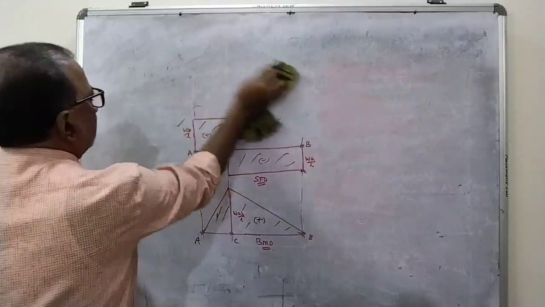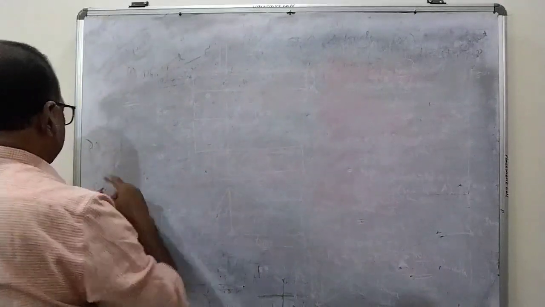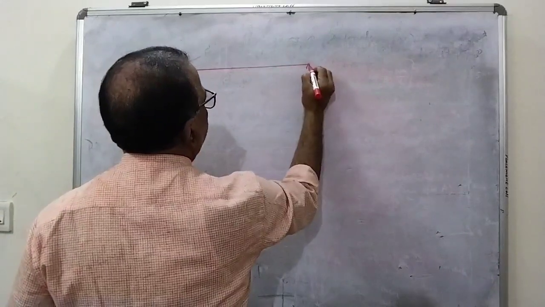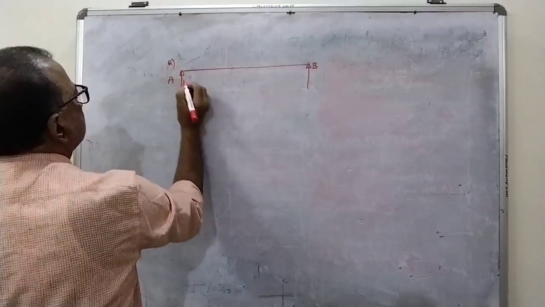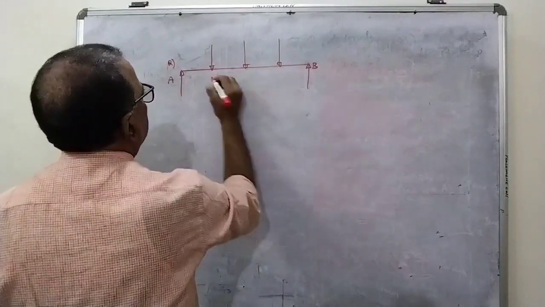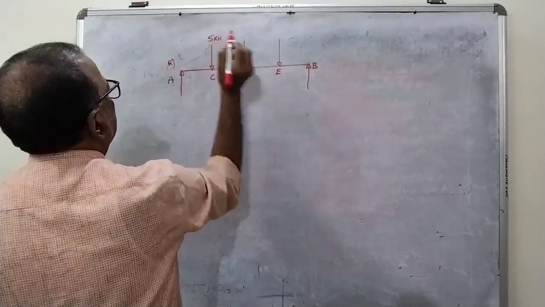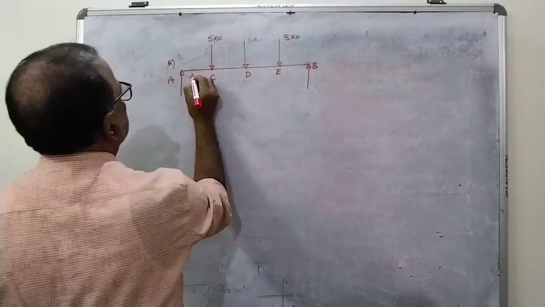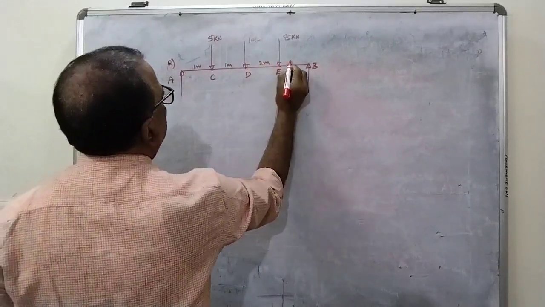Let us go to the next question. Let us work out with multiple point loads. Let us say at C, D, E, 3 point loads are acting, 5 kilonewton, 10 kilonewton, 8 kilonewton loads are acting at a distance of 1 meter, 1 meter, 2 meters, 1 meter.